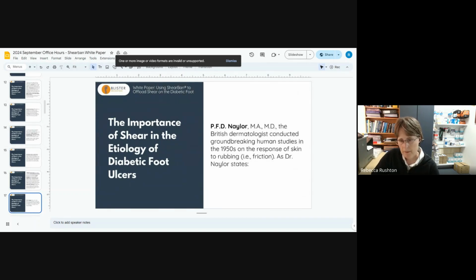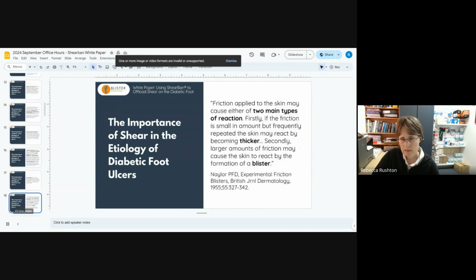And Paul Naylor, back in the 1950s, was one of the first to look closely at blisters. And he said friction applied to the skin may cause either of two main types of reaction. Firstly, if the friction is small in amount but frequently repeated, the skin may react by becoming thicker, that is, callous. Secondly, larger amounts of friction may cause the skin to react by the formation of a blister.